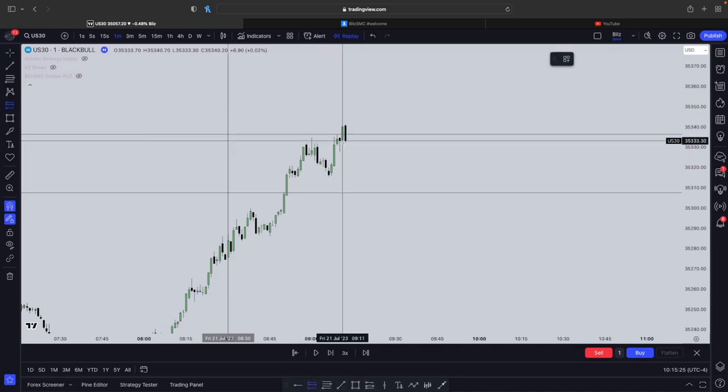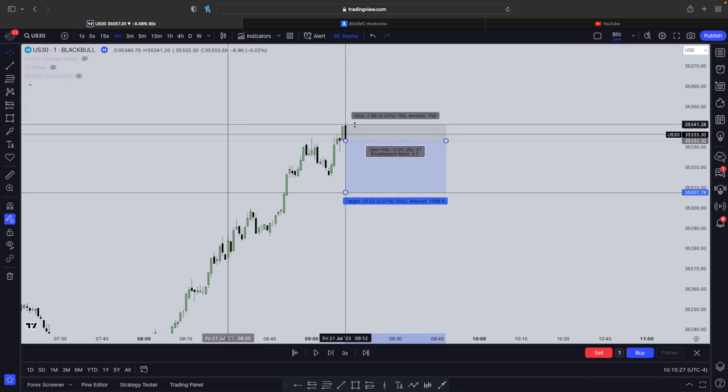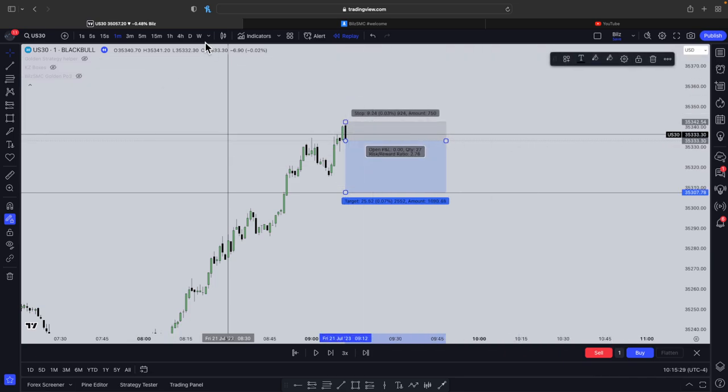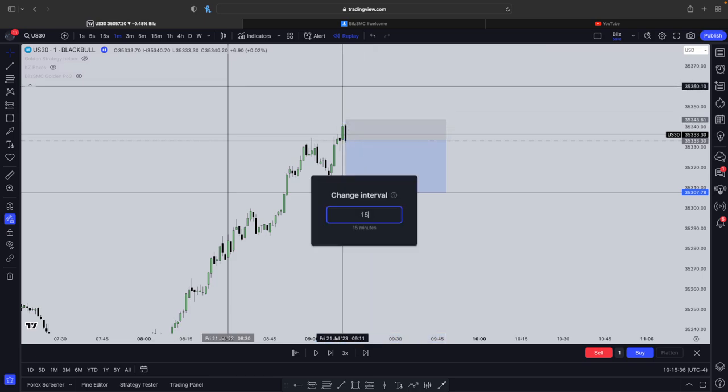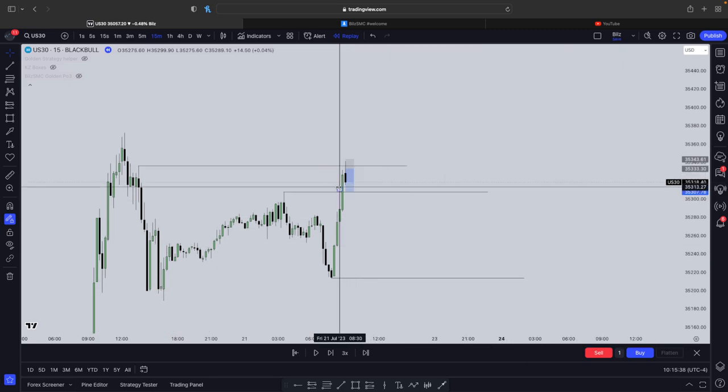And then your entry can be just like this. And then you can have your stop losses above the high. For US30 and SPX500, I recommend a 10 point stop loss minimum. For Forex pairs, you're going to do a 5 pip minimum stop loss. So yeah, where you can target is, you can just target that.